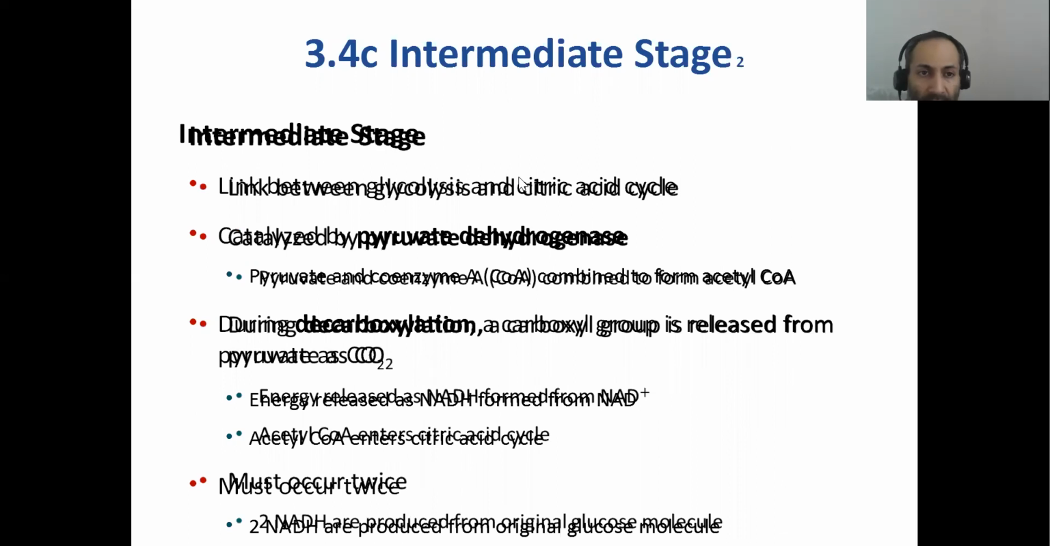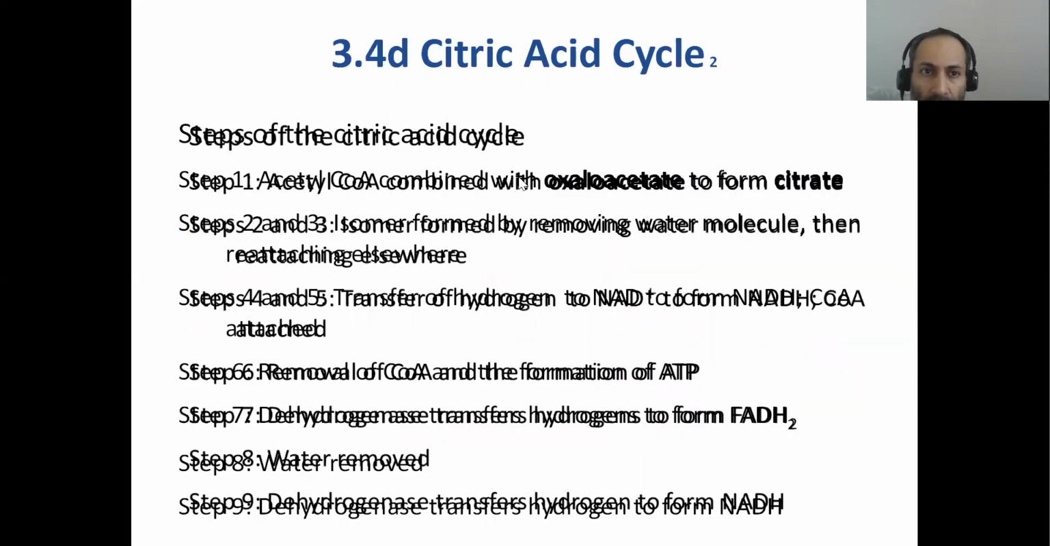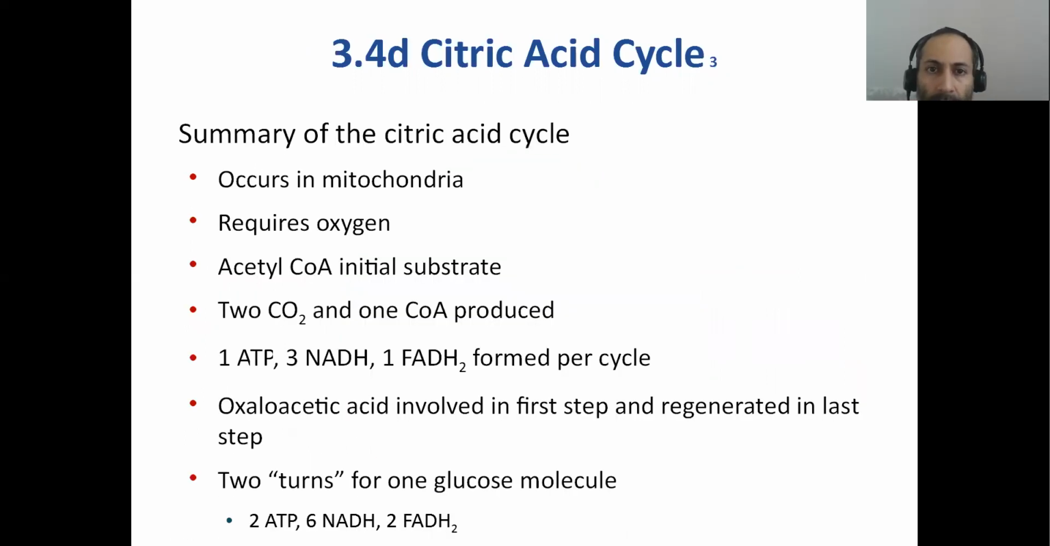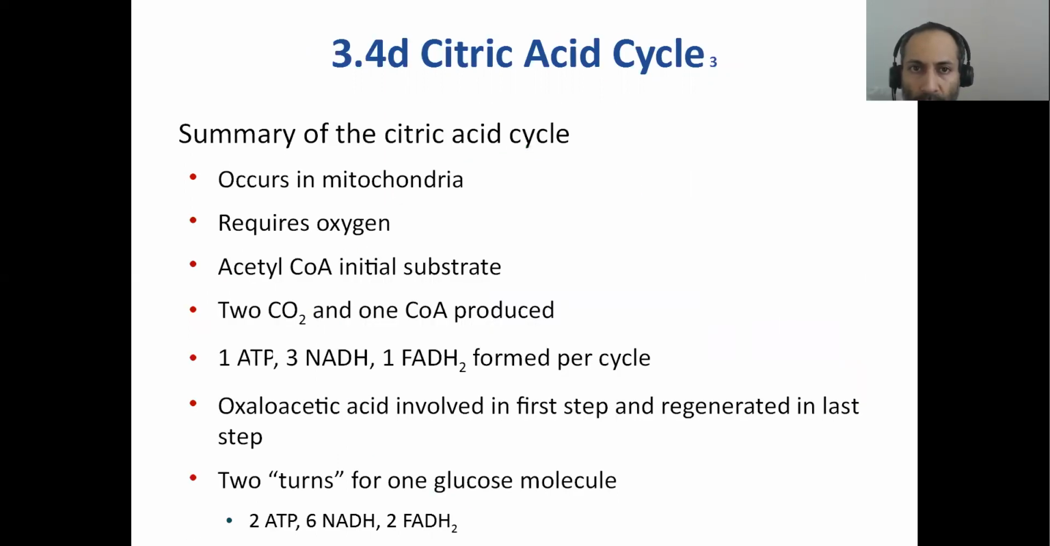So what happens in the intermediate stage, and let's see if we can look at the summary, which is quite messed up here, okay? And look at all the steps of the citric acid cycle, a number of enzymes and steps involved here, but we are not going here. Here's the summary. We're not going to focus on all that. So what's the summary of the citric acid cycle?